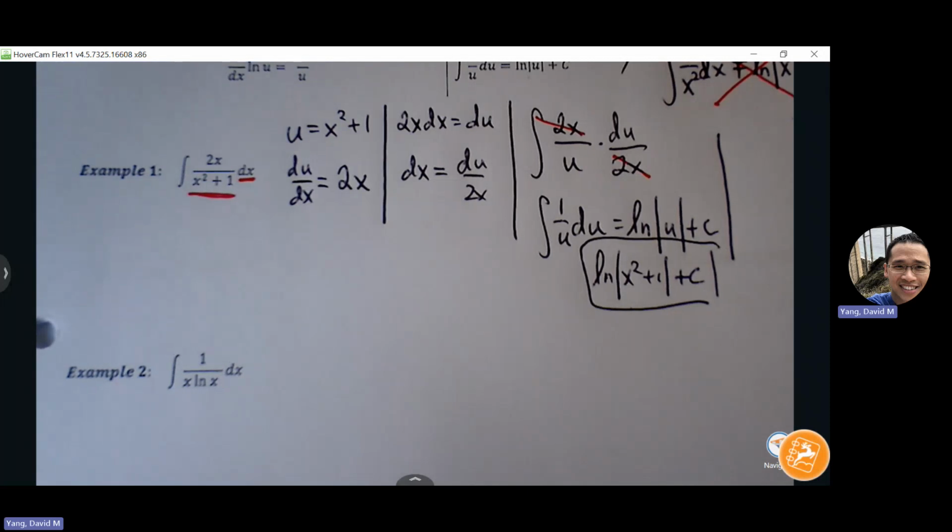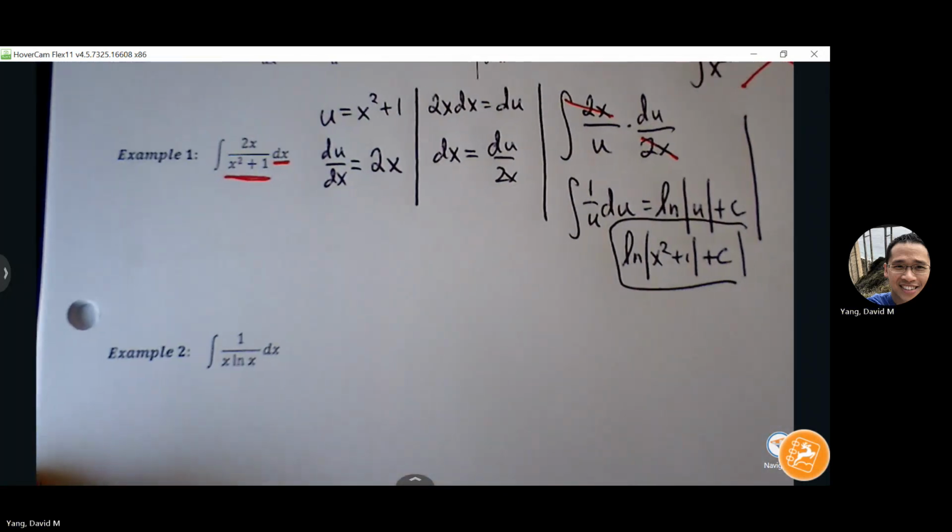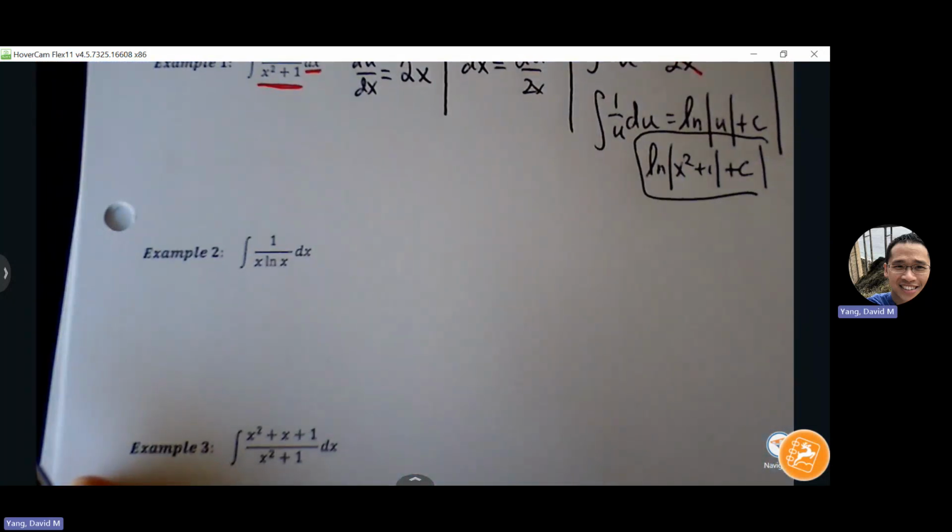Okay, so this one, example 2, first off, can we just rely on power rule? We can't, right? Because there's natural log in the way. We can't do power rule with that. So we got to go through substitution.